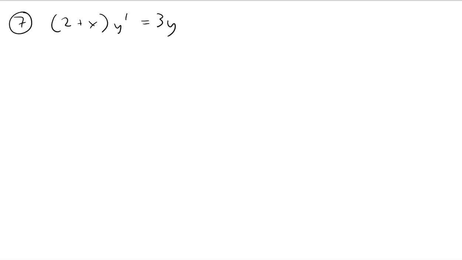Alright, so one thing that looks a little different getting into question number 7 is we don't see a dy/dx, but we can change this y prime into dy/dx so that it looks the same as the first couple that you should have done. And then let's go ahead and try to separate our variables here.